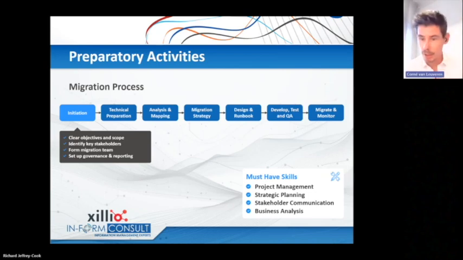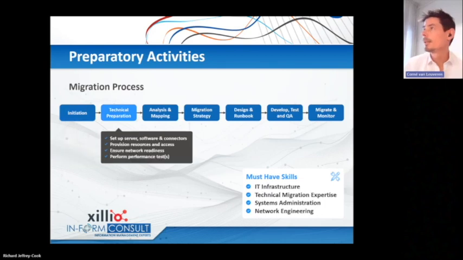So if you look at the must-have skills, as mentioned, project management, strategic planning, stakeholder communication, and also a business analyst. Before you can typically really start with a migration, you also need to set up a couple of technical things. Because what we do a lot is that we start with an analysis of the existing system. And to do that, you have to have migration tools in place. And to do that, you have to set up servers, you have to set up software, you have to set up connectors, make sure that the connectors have access, make sure that the consultants can access the server, the software, make sure that the resources and the access is provisioned.